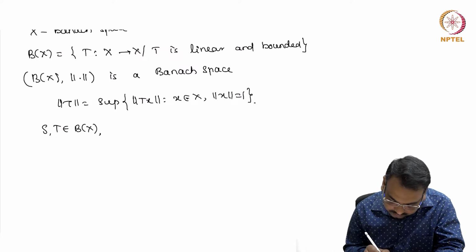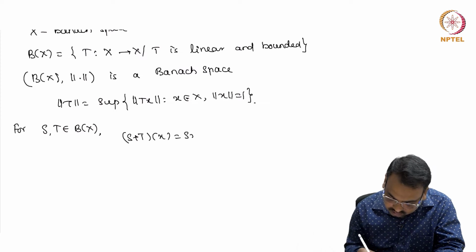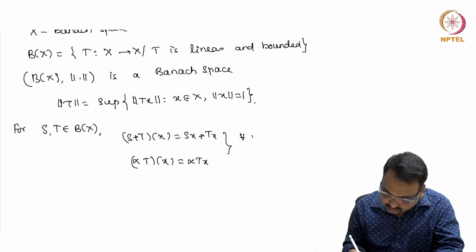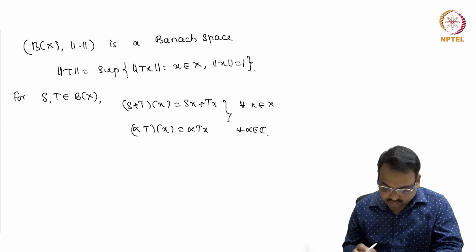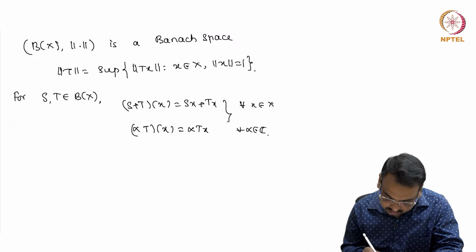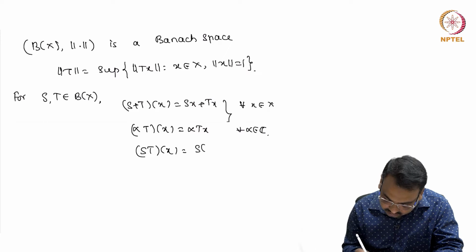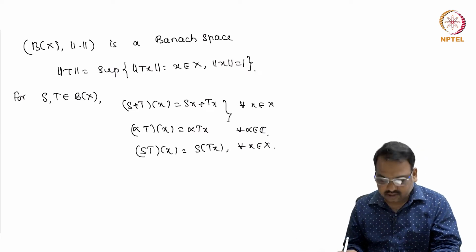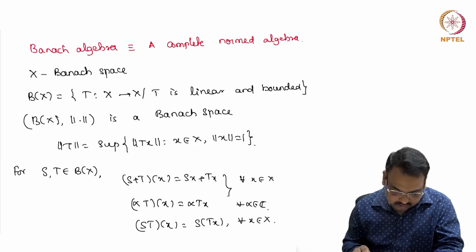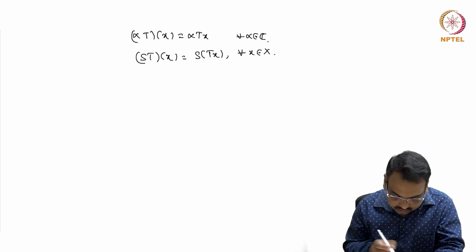So we define (S+T)x as Sx + Tx, and (αT)x as α times Tx for all x in X and for all α in C. Then we can say that this is a vector space, and the product of two operators is defined as the composition, S(Tx) for every x in X. So with respect to all these operations, B(X) is a Banach algebra. So that is the first example, and we have seen some other examples also.